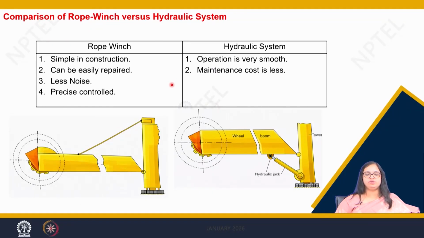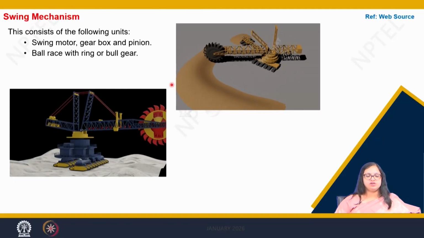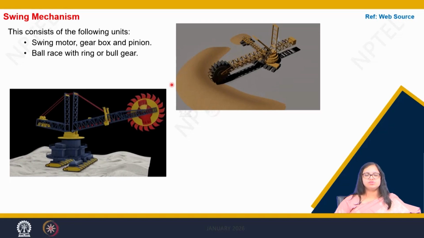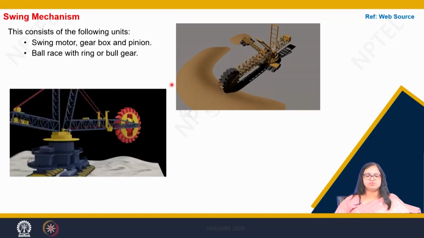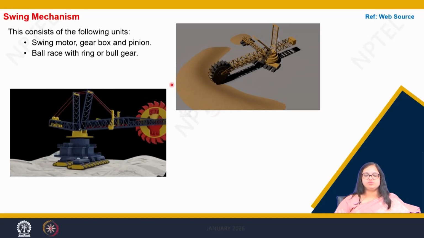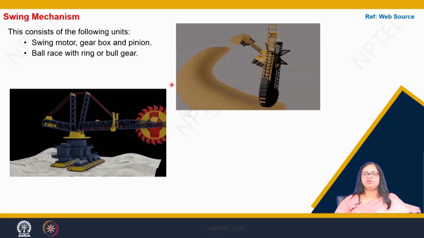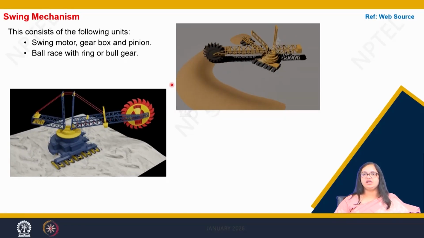Now, when we talk about rope winch, it is simple in construction, can be easily repaired, has less noise and is precisely controlled. Now, when we talk about the swinging mechanism, if it is electrically driven, it has a swing motor, a gearbox and a pinion. For the swinging arrangement, the most important component is the ball race with ring or bull gear, as we have discussed for the shovel.